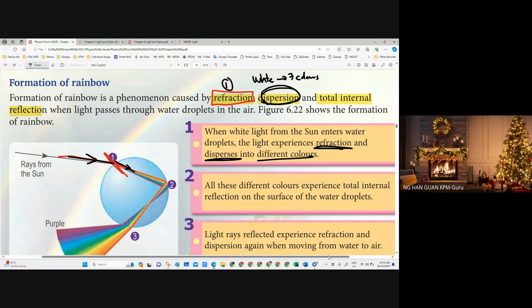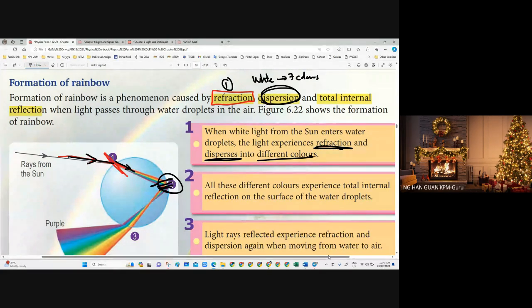All right. So when it comes to number 2 here, at this moment, the incident angle of all the different colors is more than the critical angle of the water. So that's why total internal reflection occurred at number 2. When the total internal reflection occurred, we come to the other side of the drop, so it will slowly spread out.